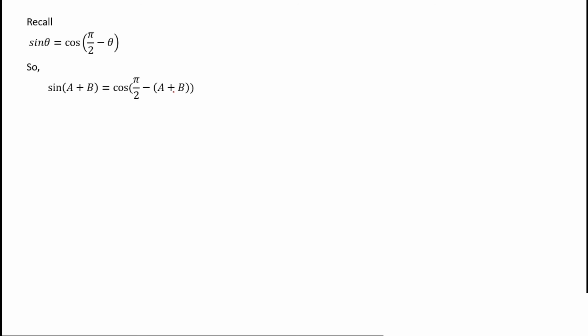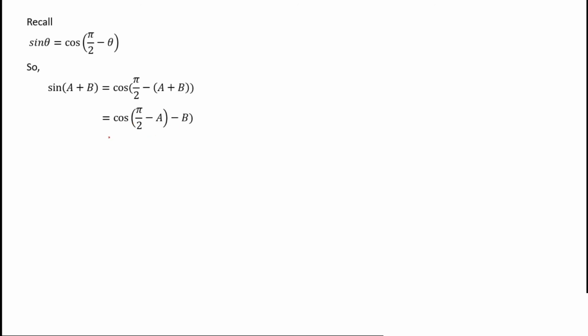Cosine of pi over 2 minus A plus B, you distribute the negative, so you get pi over 2 minus A minus B. Then we're going to group them as pi over 2 minus A. We want to group that together, so we have parentheses and then minus the B. So now we've written sine of A plus B as the cosine of pi over 2 minus A, all that angle, minus the second angle B.